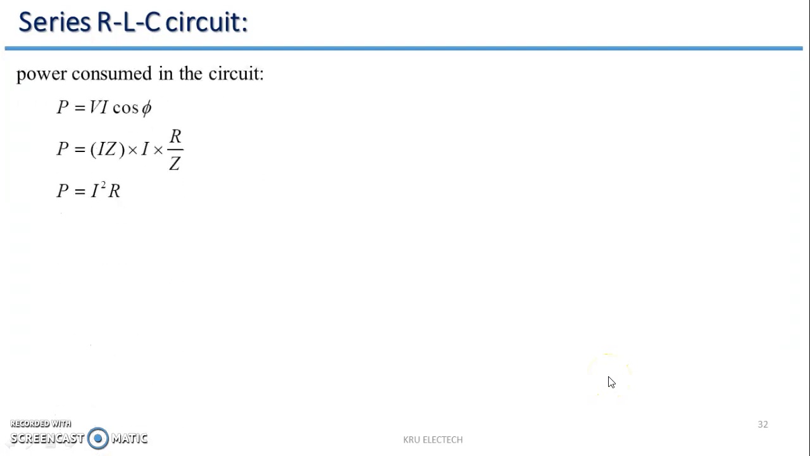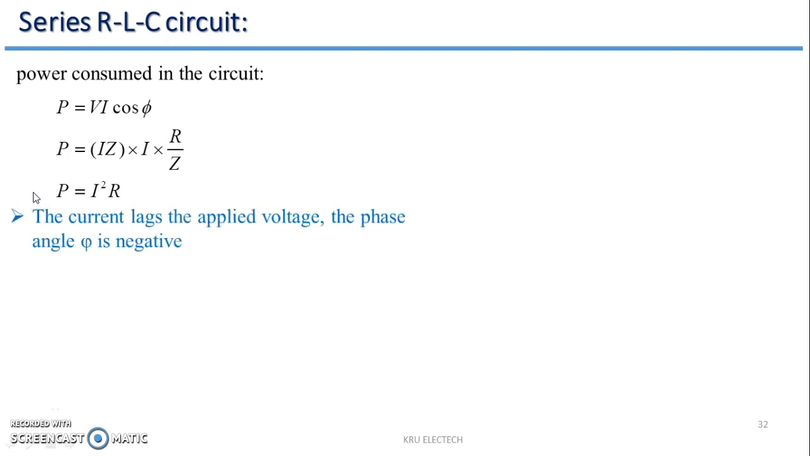Next, the power consumed in the circuit. What is the power consumed? You know very well that the power P equals VI cos phi, and instead of cos phi you can directly put down the value R by Z. If you put the value of V, V equals IZ, so there is no change in the current I, and instead of cos phi we put down R by Z. So what is the power? That is I square R. That is the power consumed in the circuit. So the current lags the applied voltage, and the phase angle phi is negative. You know that. Okay, let's talk about the second case.